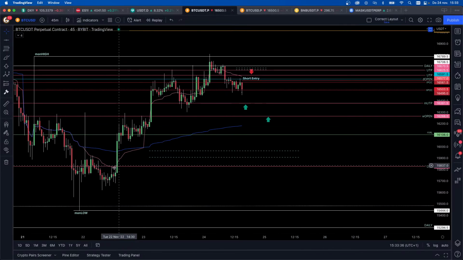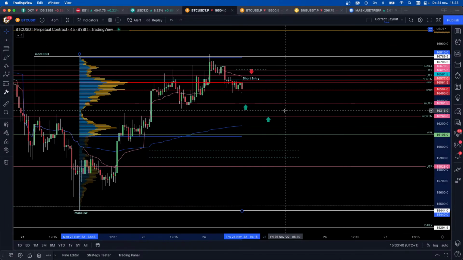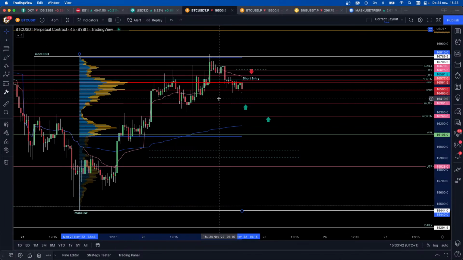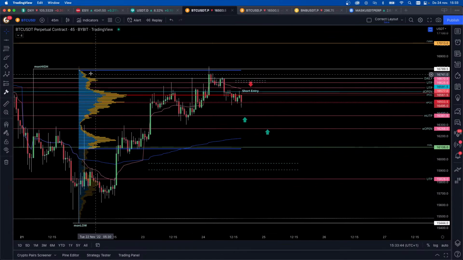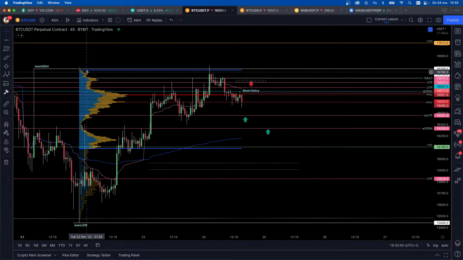Then next we can also use the fixed range volume profile from this whole move and see where most volume has been traded. Here we have the value area high. This is the highest price in the value area. It's like a beautiful mountain that you see. This is the point of control, which we rejected. We rejected point of control and daily open, so another reason for that short.